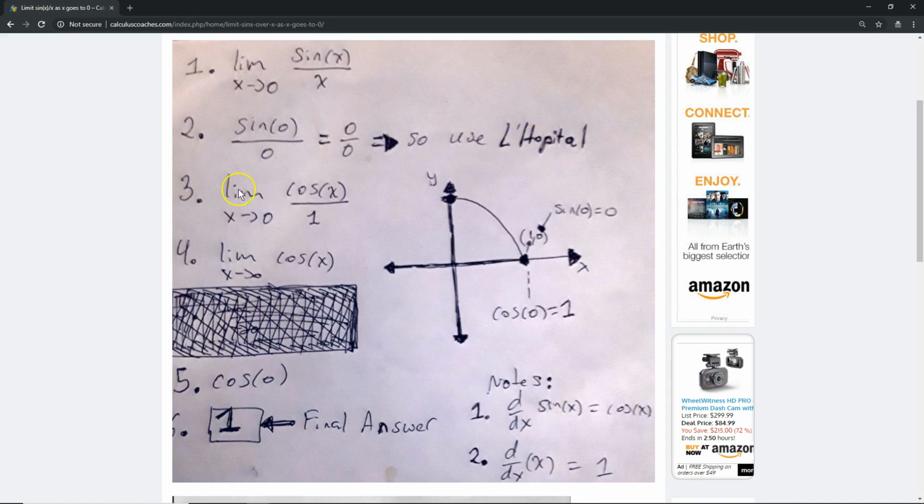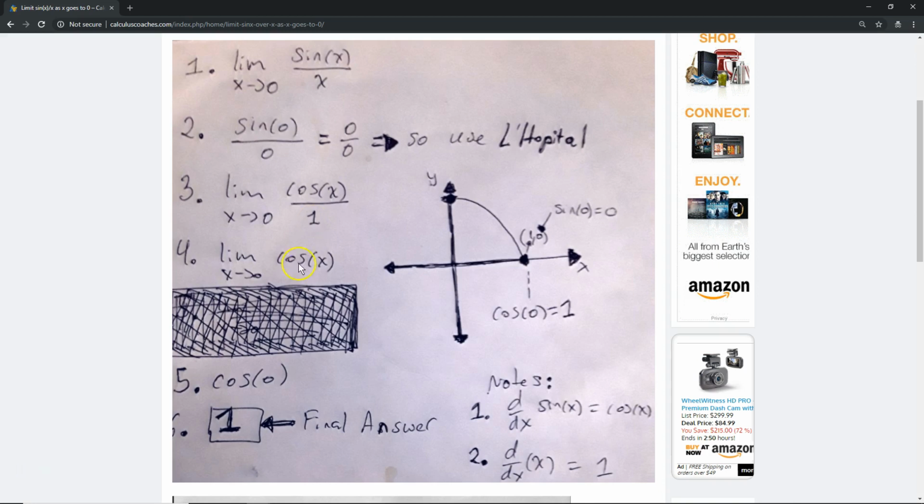L'Hopital states you can find the same limit by differentiating the top and the bottom individually. So look on the bottom lower right-hand corner for notes. It says that the derivative of sine of x is cosine x, the derivative of x is just 1. For that reason, back at step 3 here, you replace sine of x with cosine x. On the bottom, you replace x with 1. You've differentiated the top and the bottom individually, not using the quotient rule.